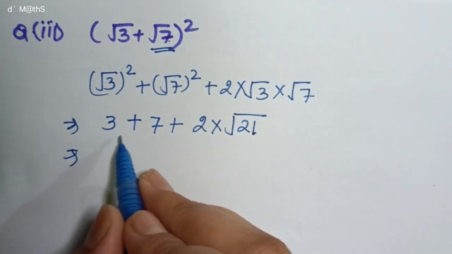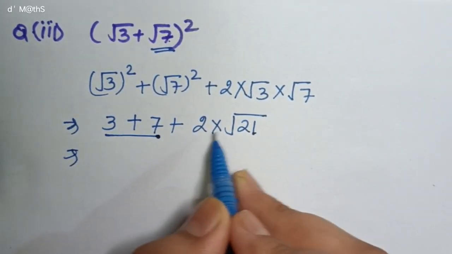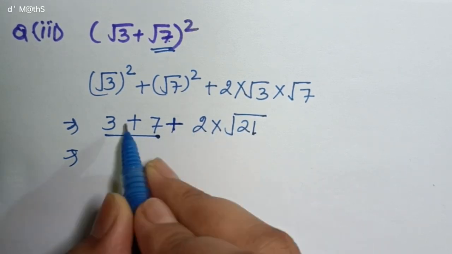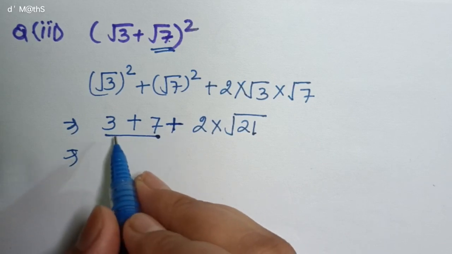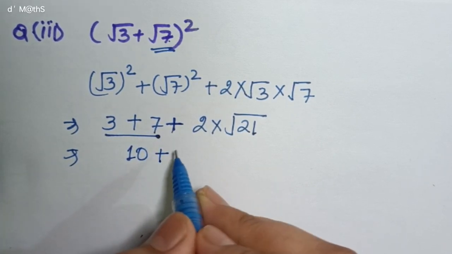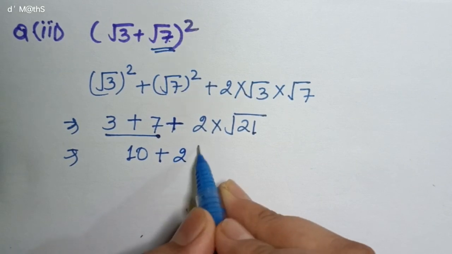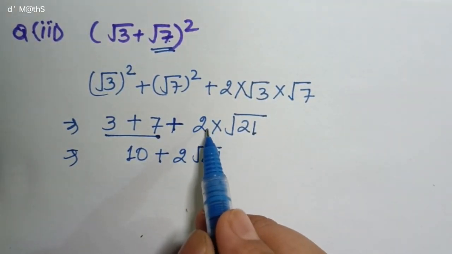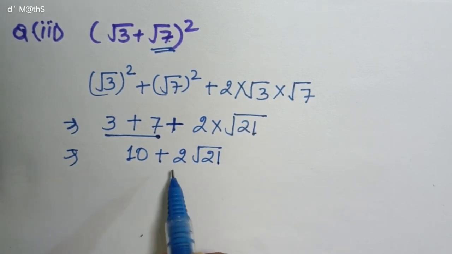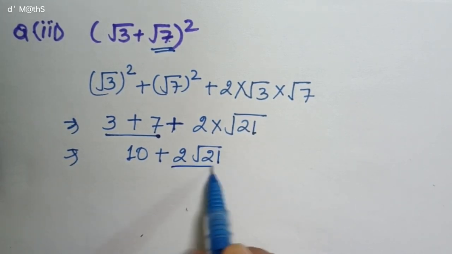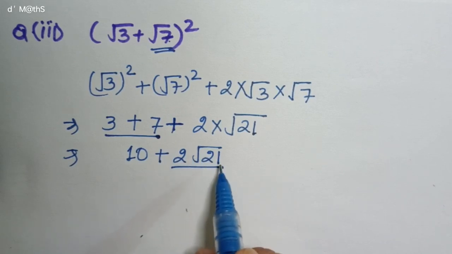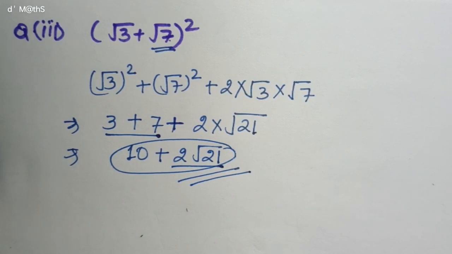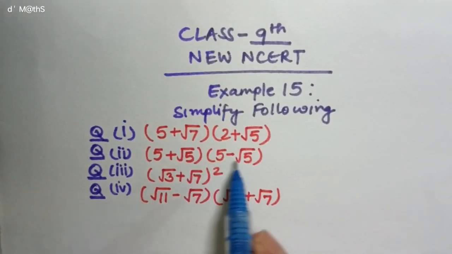Now your independent digits will add. So 3 plus 7 will be 10, and this 2 will not be added because 2 is in multiplication with root 21. So here you will get 7 plus 3 which is 10, plus 2 root 21. The 2 will not be added up because 2 is with root 21 and it was in multiplication. So this will be your answer, 10 plus 2 root 21. It will not be added. I hope you are getting my point. Now moving to your fourth question.